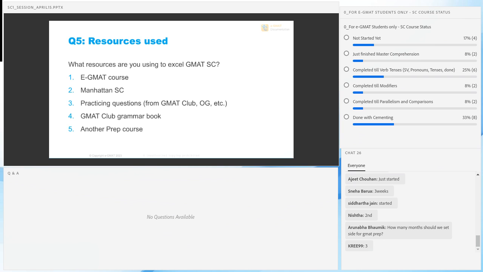All right, so let's see. Some of you have just started, just finished master comprehension, and you can see this is the sequence in which you should be doing your SC prep. All right, so verb tenses done. People who have just started or not as yet started, again, you're at the right place. Those of you who are midway in your SC prep, which means that let's say you've finished till verb tenses, or even till parallelism, you will get to know whether you're preparing the right way or not, whether you're applying the right skills or not.